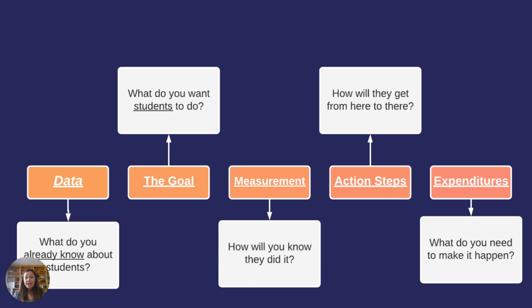Then you're going to write out some action steps. What are all the things that are going to need to happen to get students from where they are now to where you want them to be? And then finally, how are you going to spend the money? What do you need to make those action steps happen?